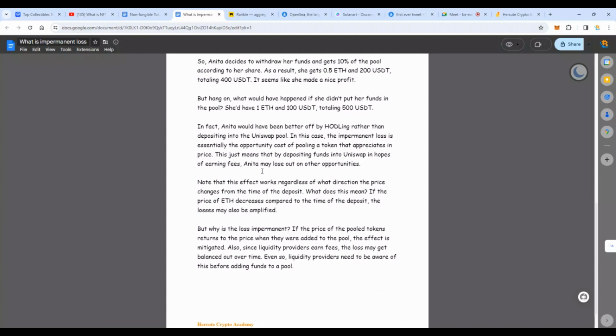Now, if the price of the pool tokens returns to the price when they were added to the pool, the effect is mitigated. So, for example, if there is no change in value of the asset, it means she will definitely get back whatever she deposited. You get? She will definitely get back whatever she deposited. And in that case, because the value has not changed, she's not going to suffer any loss. Okay? Also, since liquidity providers earn fees, the loss may get balanced out over time. Even so, liquidity providers need to be aware of these before adding funds to a pool. Okay? So it's that simple.